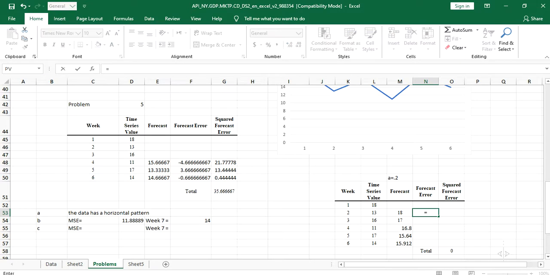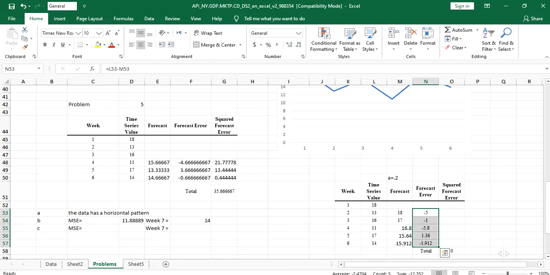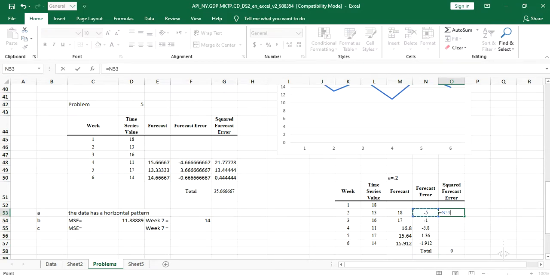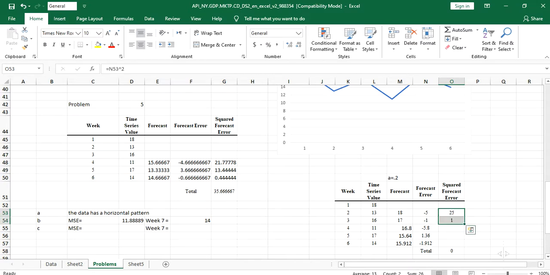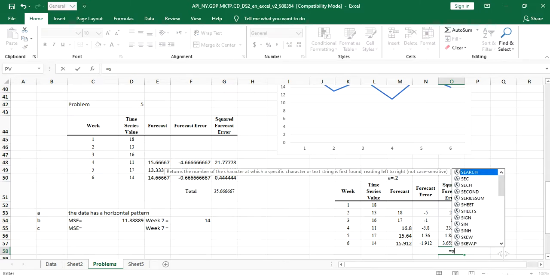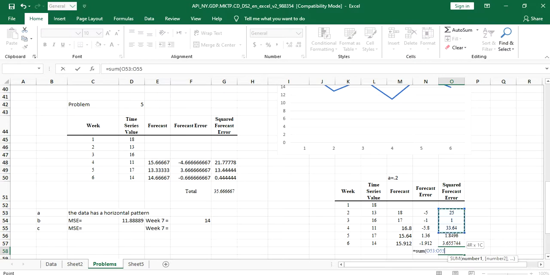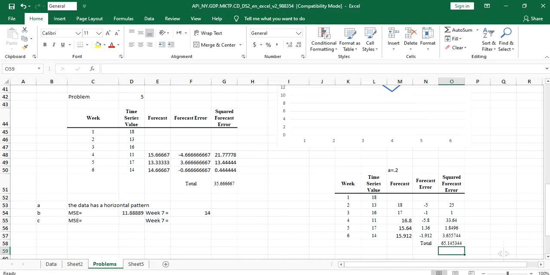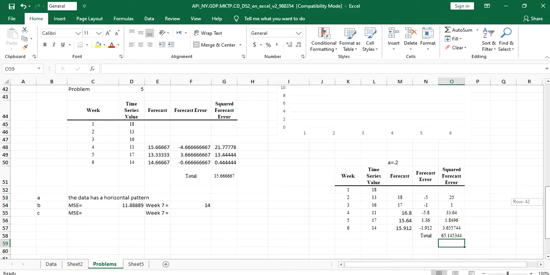Now what's the forecast error? The actual value minus the forecast value. Okay, drag it down to get the results over here, and then the squared value. The squared value of 5 obviously will be 25. Okay, and this one is 1 over here, and here is the sum of these, 65.